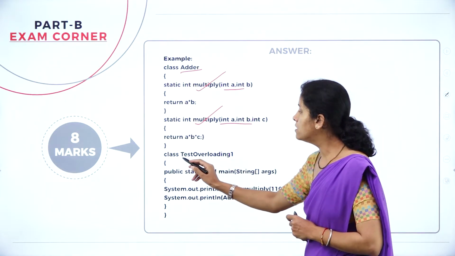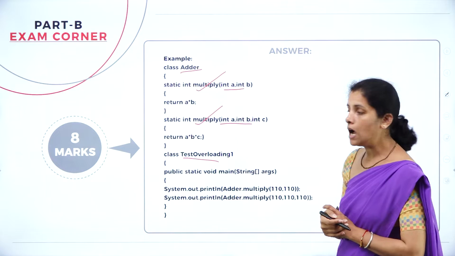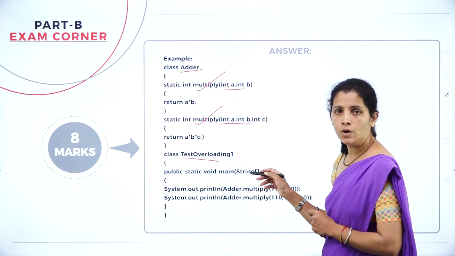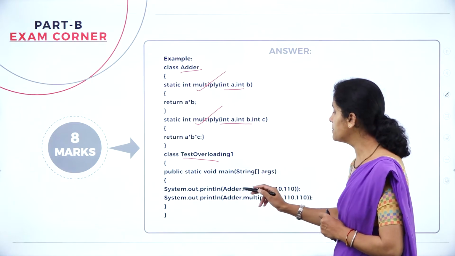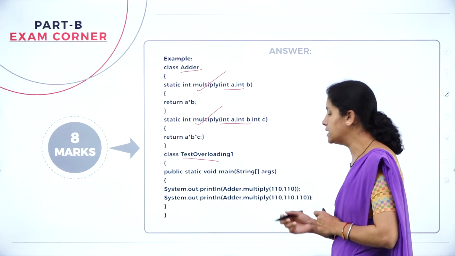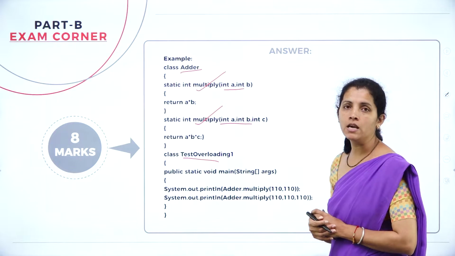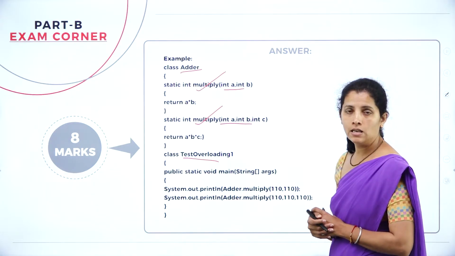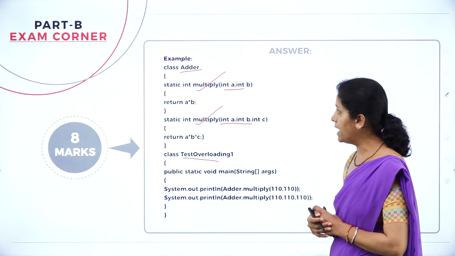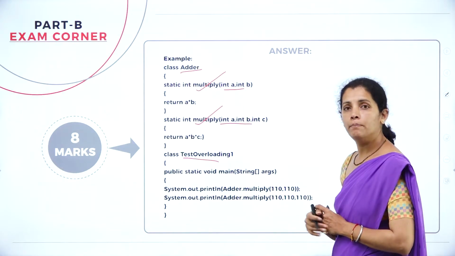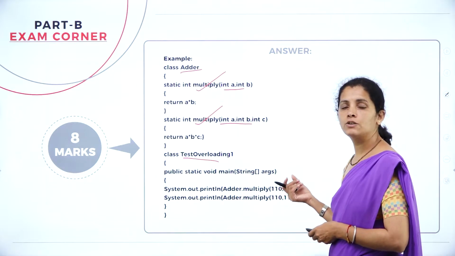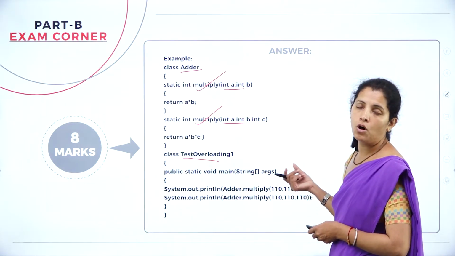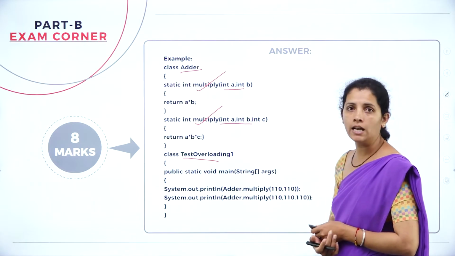Now see here, in my class I'm going to call the method with the help of the class name. So Adder.multiply, I'm going to pass the values. Now the job of the compiler is to identify the method based on the parameters, or based on the number of parameters, or based on the return type.